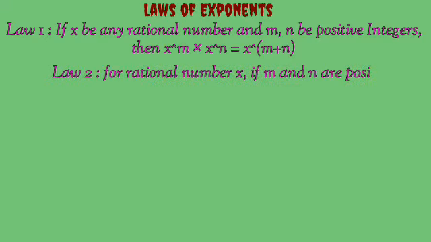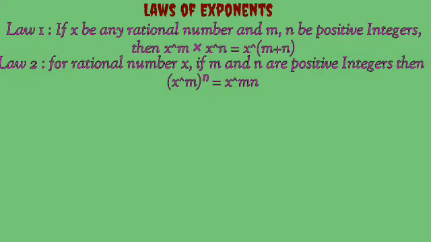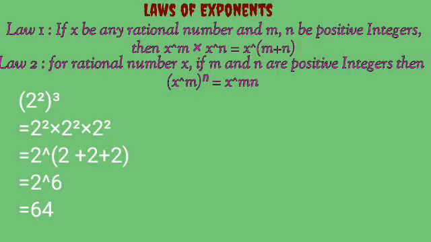Next law is finding a power of a rational number. Let's discuss it with an example. Consider the expression 2 square whole to the power 3, and I have said square means to the power 2. So 2 to the power 2 whole to the power 3. So it means 2 square into 2 square into 2 square, right? Now we know the multiplication rule for the exponent, so it should be 2 to the power 2 plus 2 plus 2, which is nothing but 2 to the power 6, and 2 to the power 6 means 64.